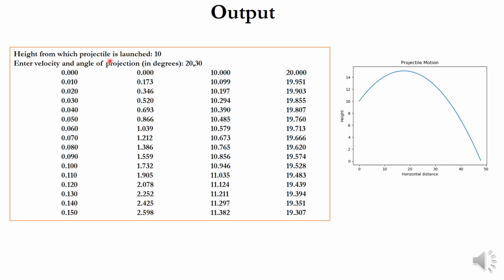We inputted the height as 10, and the initial velocity as 20 meter per second, and angle of projection as 30 degree. Then these are the printed values. So this is the output plot. This is the trajectory of the projectile. From the height 10, it projects like this. Here it reaches the maximum height, and it falls down like this and reaches the ground.